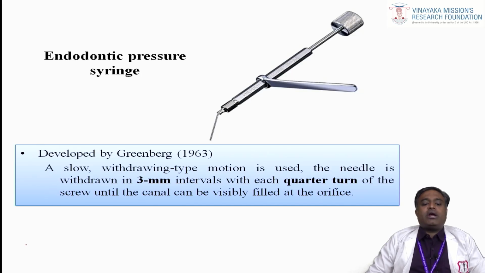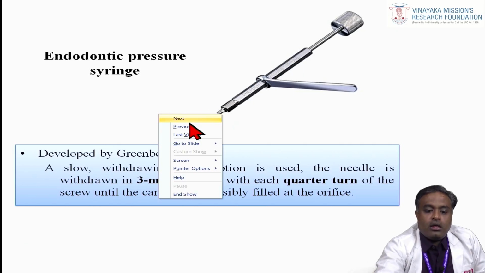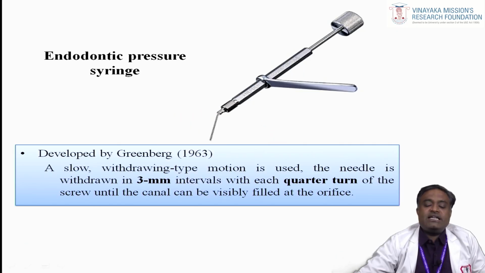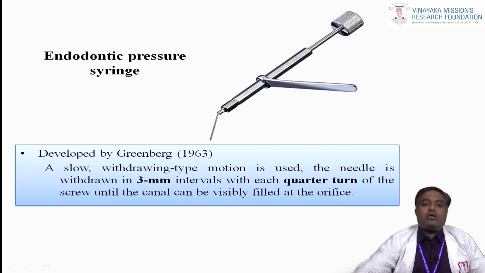It's the endodontic pressure technique. It was developed by Greenberg in 1973. In this, a slow withdrawing type motion is used. The needle is withdrawn. So this is the needle. You can insert it inside the canal and withdraw the needle in 3 mm intervals, quarter turn of the screw, until the canal is visibly filled with the proper obturating material.